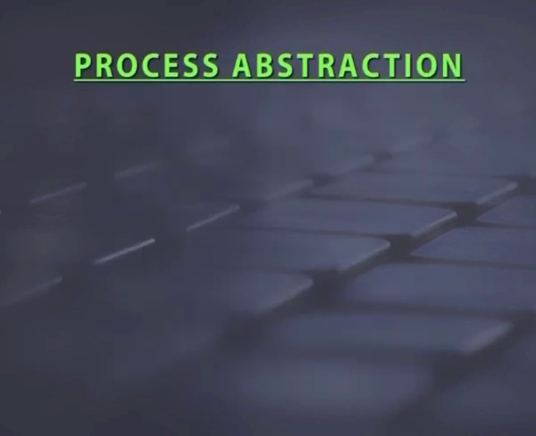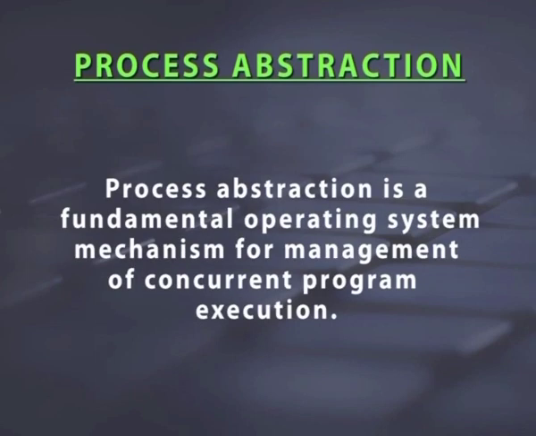Next we have process abstraction. Process abstraction is a fundamental operating system mechanism for management of concurrent program execution. In reference to process abstraction, the operating system performs many process management activities like creating and destroying processes, controlling the progress of the process, handling exceptional conditions arising during execution of a process, allocating hardware resources among processes, etc.